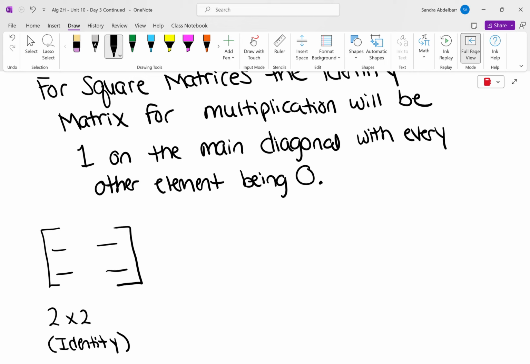Okay, so let's say we have a 2 by 2 identity matrix for multiplication. The main diagonal starts in the upper left. So you put a 1 there, and then you go down on that diagonal. And then everything that's not on that main diagonal starting from the upper left will be a 0.